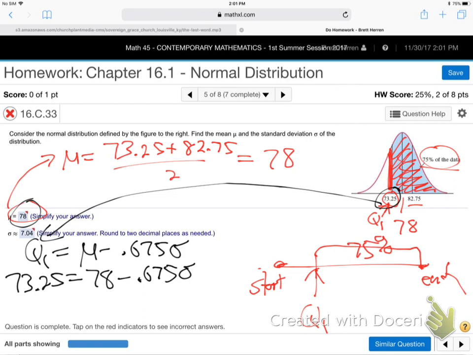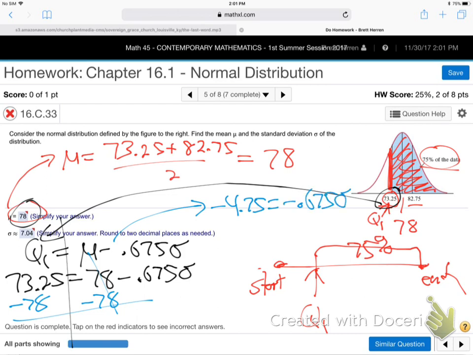Let's solve for sigma. So what do we do now? We did one of these just a second ago. What do we do first to get sigma over here saying, I want to be alone? Get rid of these things on my side of the equal sign so I can be alone. There's the wall, so to speak. Equal sign's like a separator. So what do we do first? Subtract that 78 from both sides. What do we get? That's minus 4.75 is minus 0.675 sigma. Good so far?